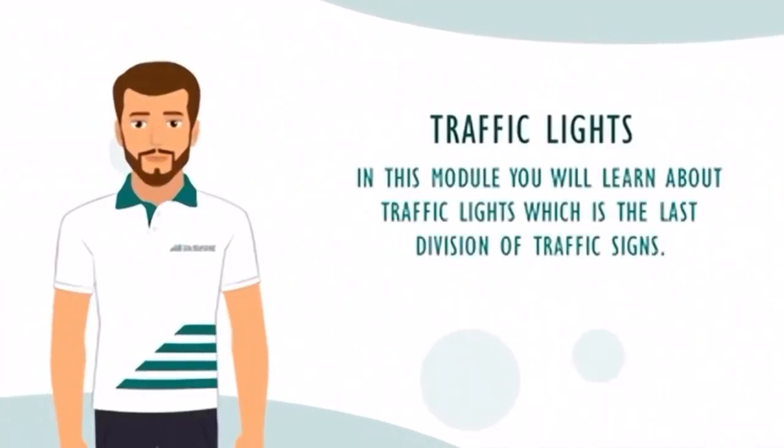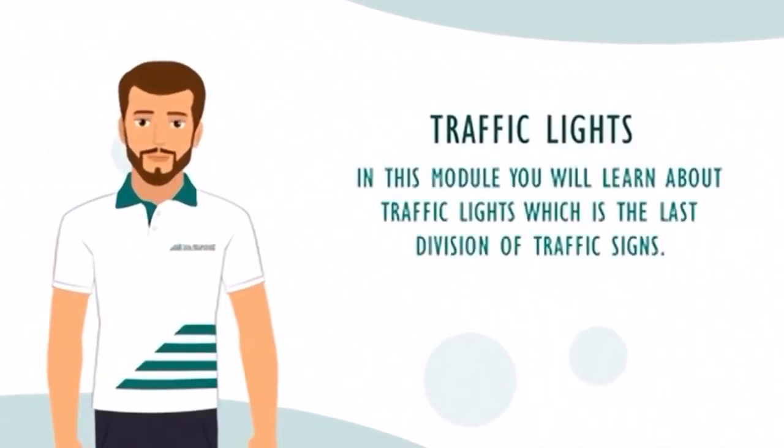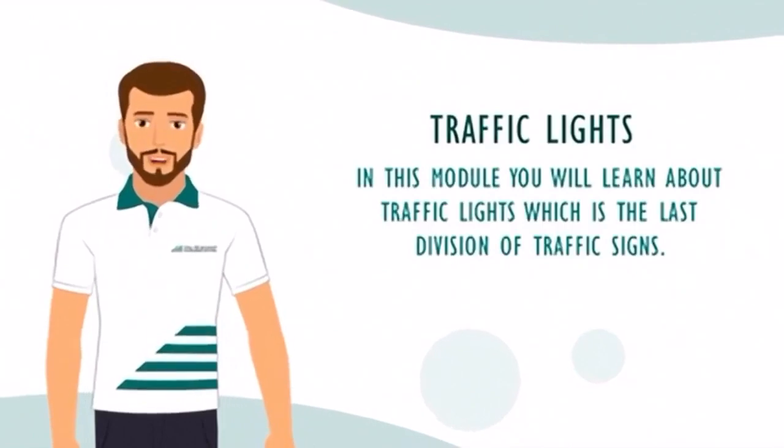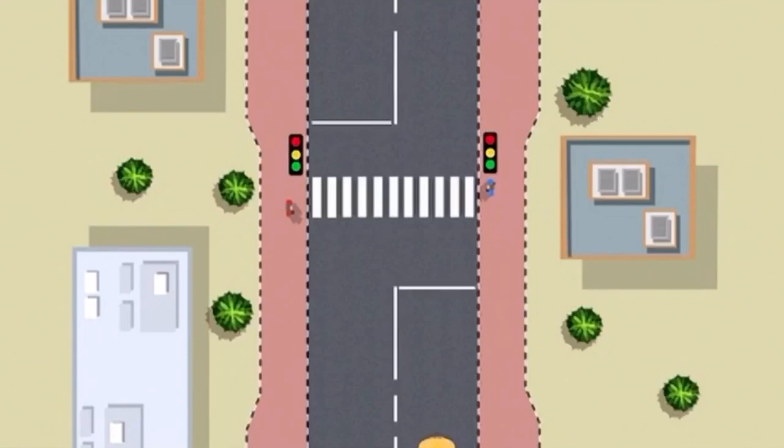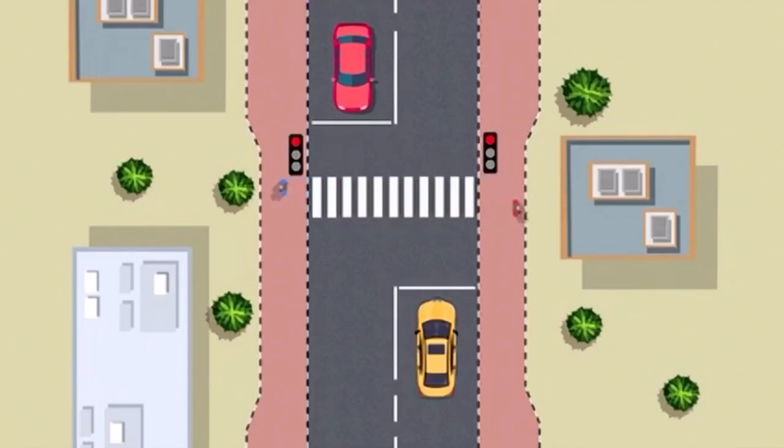In this module, you will learn about traffic lights, which is the last division of traffic signs. Traffic lights, also known as traffic signals, are signaling devices positioned at intersections, pedestrian crossings, and other locations to control the flow of traffic by giving priority to different traffic streams, including pedestrians.